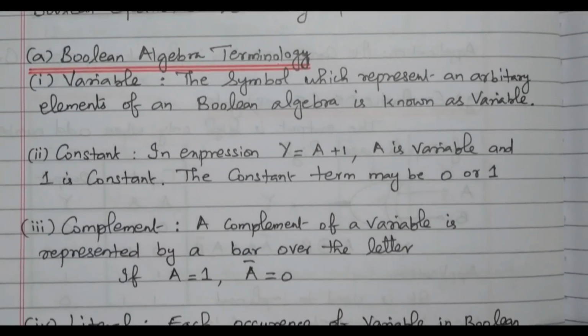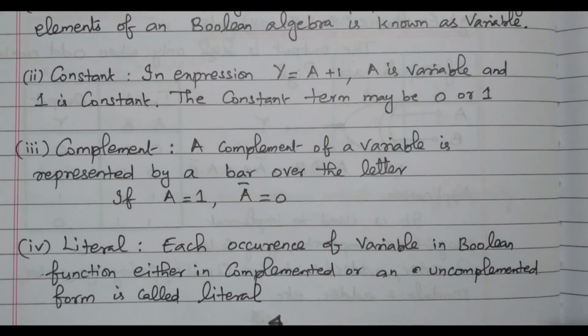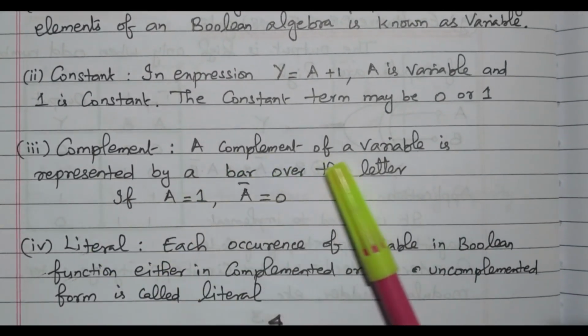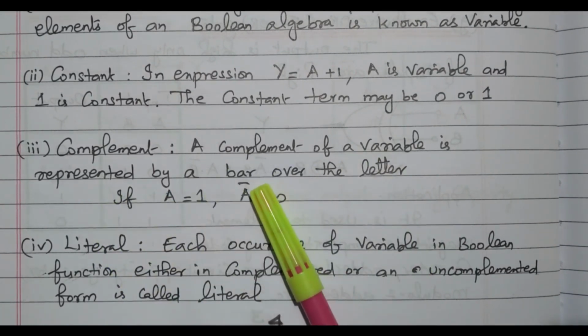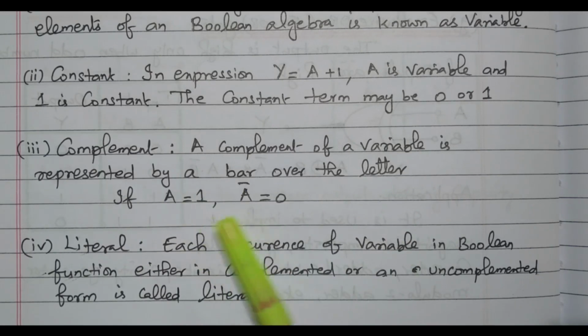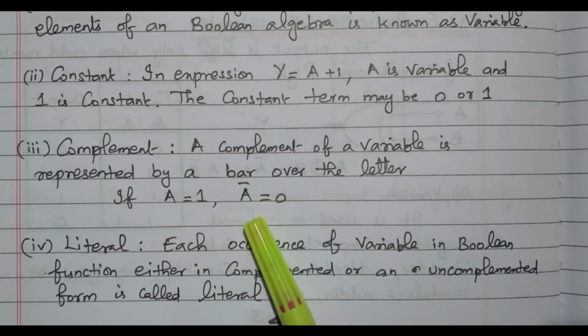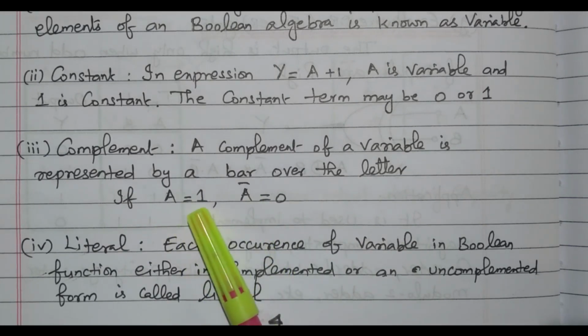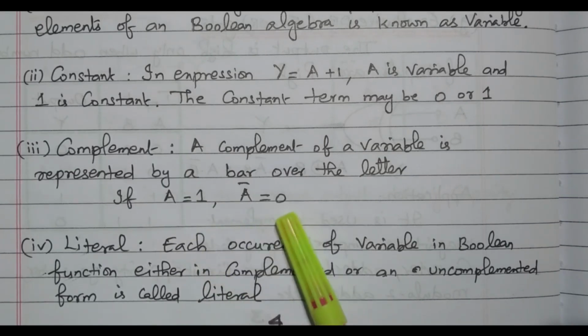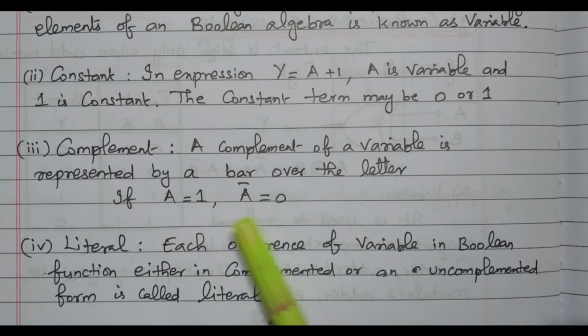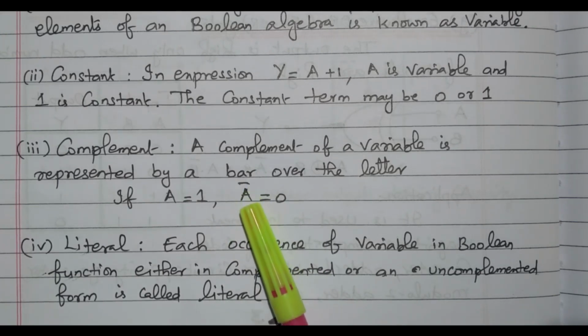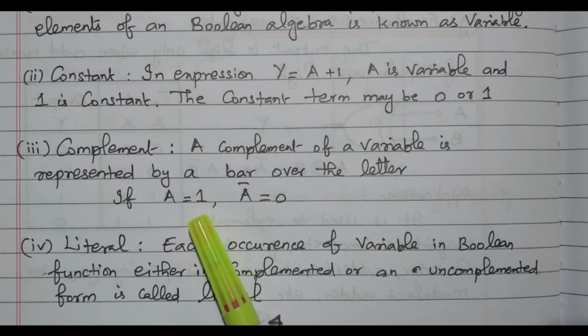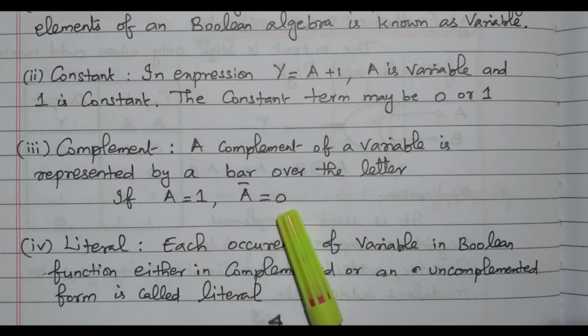The third one is the complement, one of the important terms. The complement of a variable is represented by a bar over the letter. If a equals 1, then a bar will be 0. While taking the complement, 1 becomes 0 and 0 becomes 1. It is represented by a bar over the letter, a bar. This is called a complement. So if the value is 1, it will change to 0, and if the value is 0, it will change to 1.